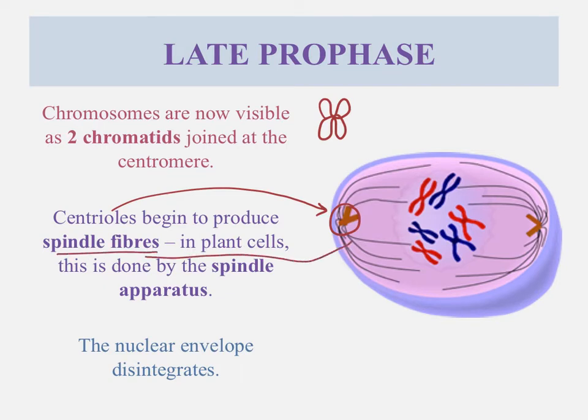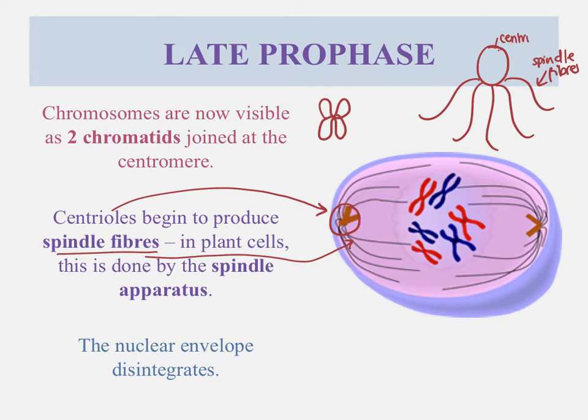And these are effectively, like if you imagine an octopus, the spindle fibres are all of the arms. So we've got spindle fibres, and they are made by the centriole, which would be the octopus's head, for example. This is what happens in animal cells.